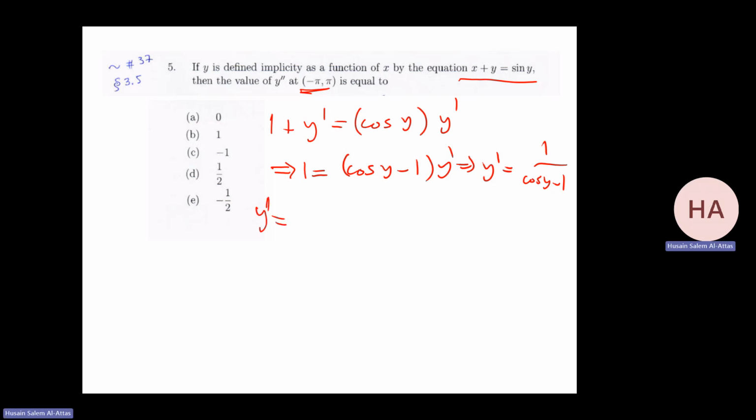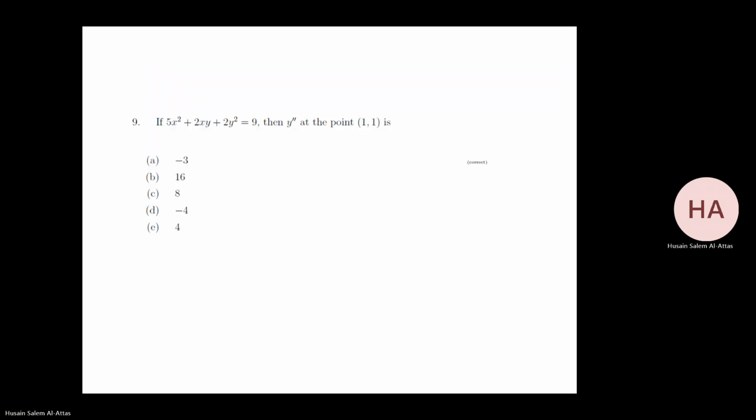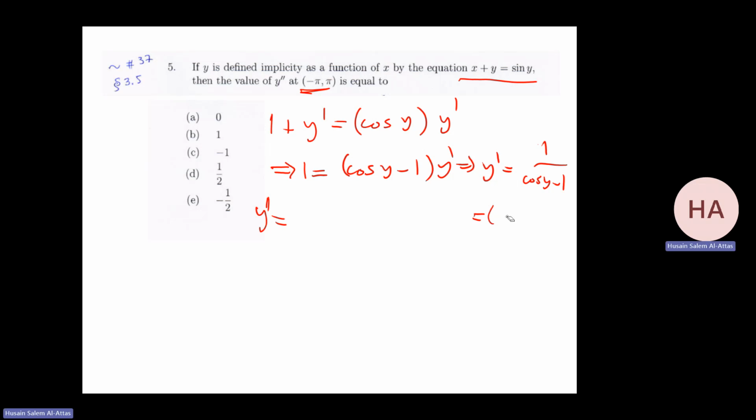Y double prime. Differentiate this. I can make this easier. We'll make it minus 1 plus cosine y to the power minus 1. So it will be minus 1 plus cosine y to the power minus 2 times the derivative of this, which is minus sine y prime.